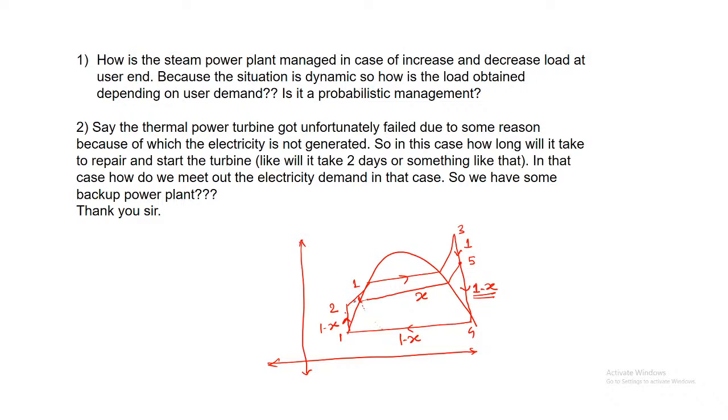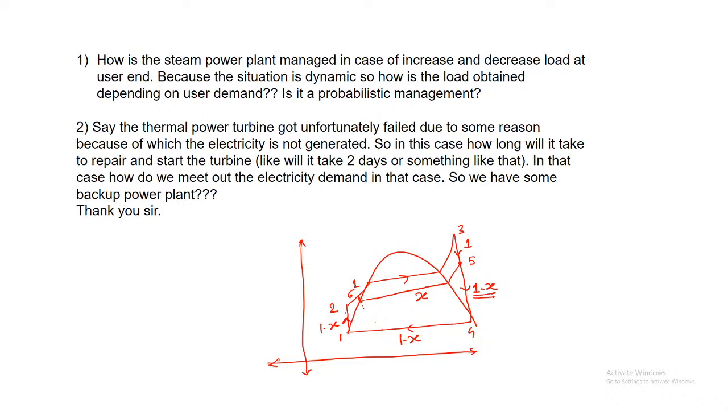And then we have some point here, suppose 6. So from 2 to 6 we have 1 minus X, but at 6 we get X added. So from 6 to 1 again we will have 1 mass. And this mass we always have to find out.